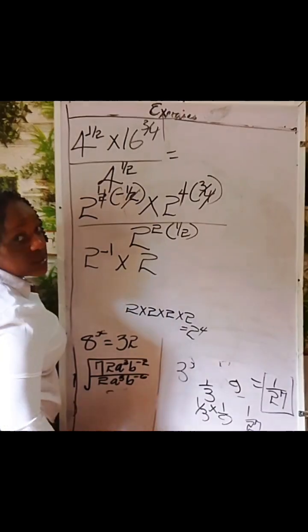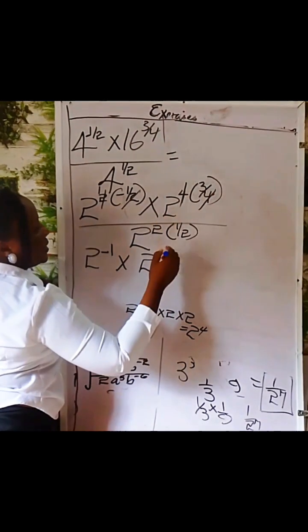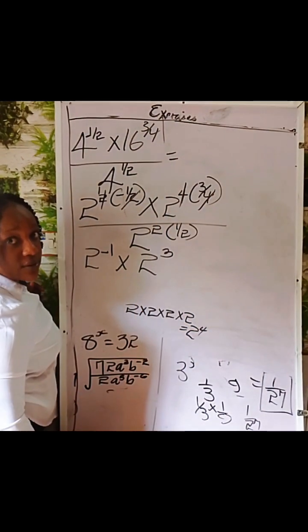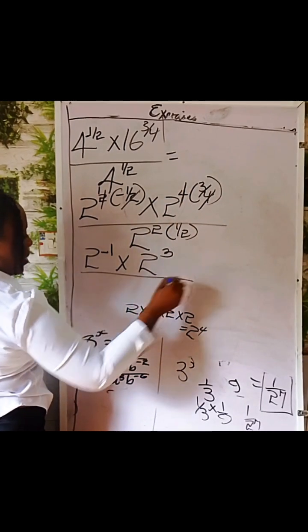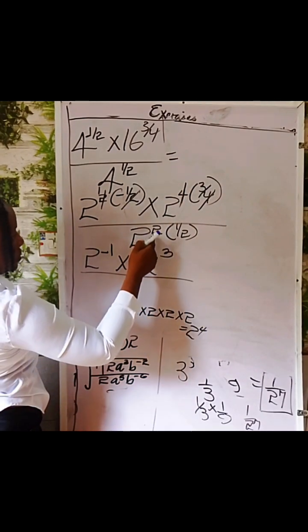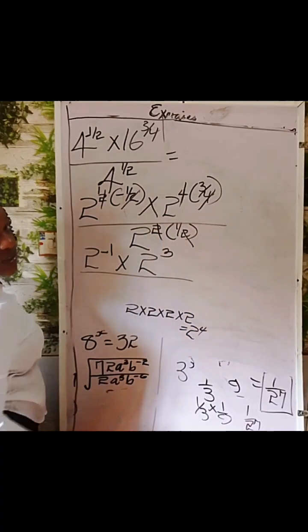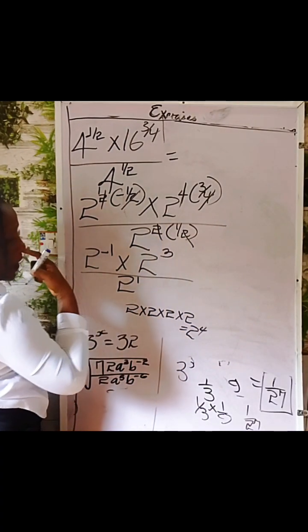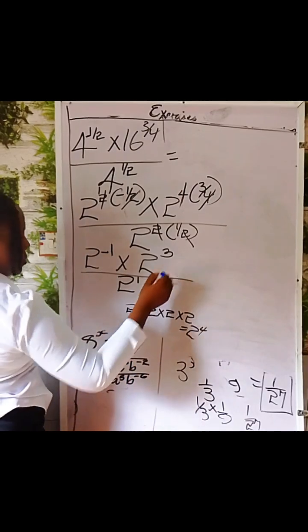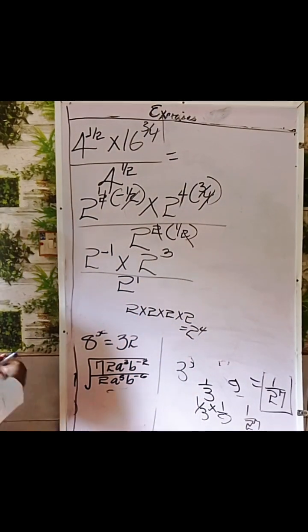1 times minus 1 is minus 1, times 2. This will cancel this. So we have 1 times 3, that is 3. So 4 cancel 4. So we have 2 raised to power 3. Are you seeing 3? All over, and this can cancel this. So we have 2 raised to power 1. Okay? So, what do we do? Bring it together.